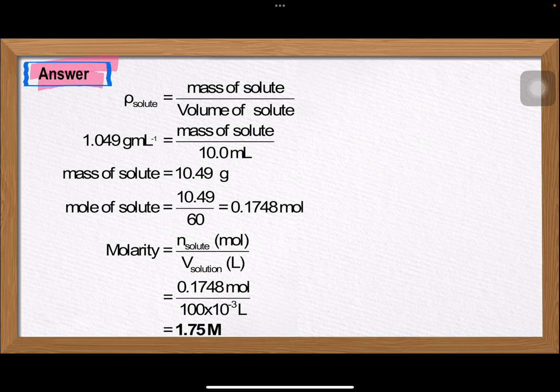Okay, so this density is the density of the solute, not the density of the solution, because the question states pure acetic acid, which means nothing added, only the solute, not the solvent. Okay, thank you.